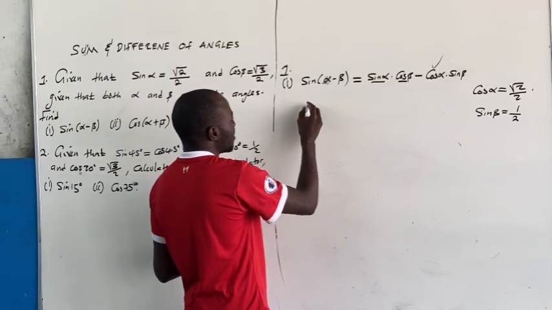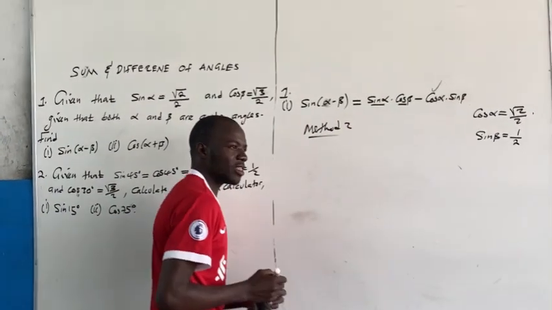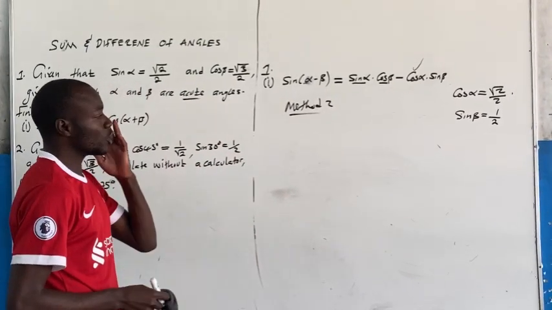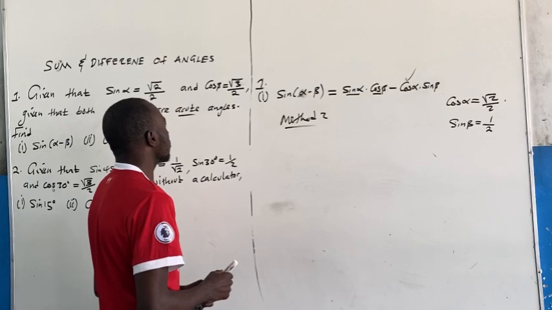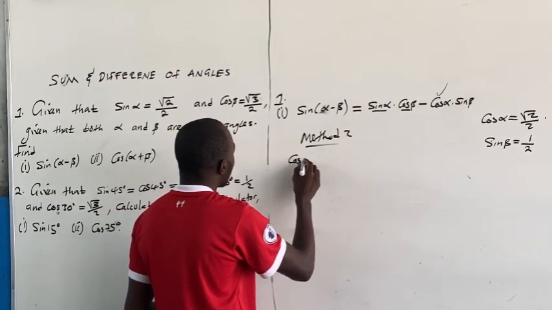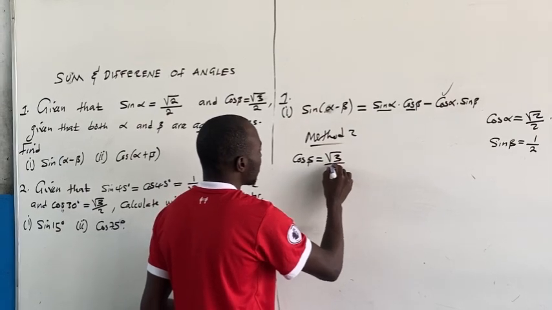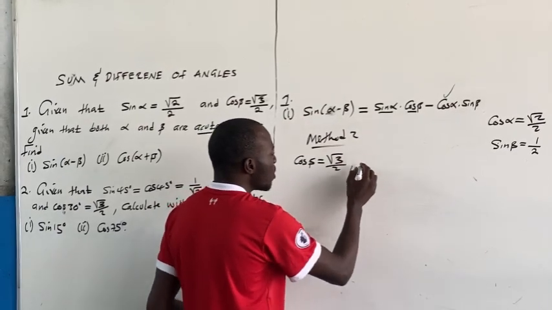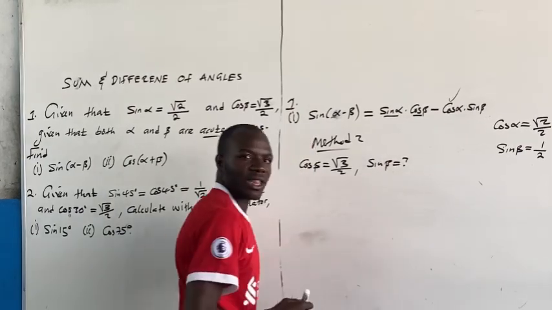So let's say this is method 1. You can use this method if you don't want to involve triangles in the calculation of the other angles. Okay, so we have cos beta, which is given as the square root of 3 over 2. Then here we want sine beta. We don't know that one.